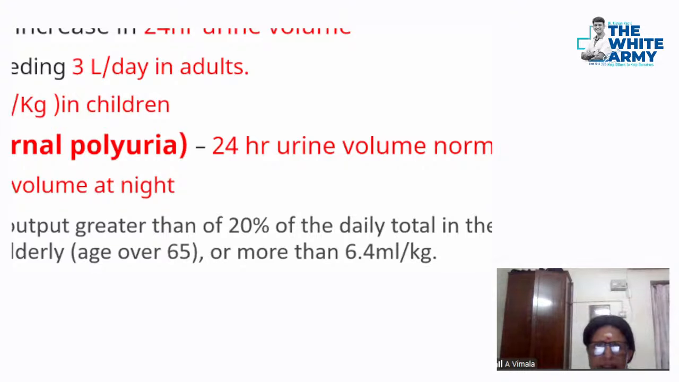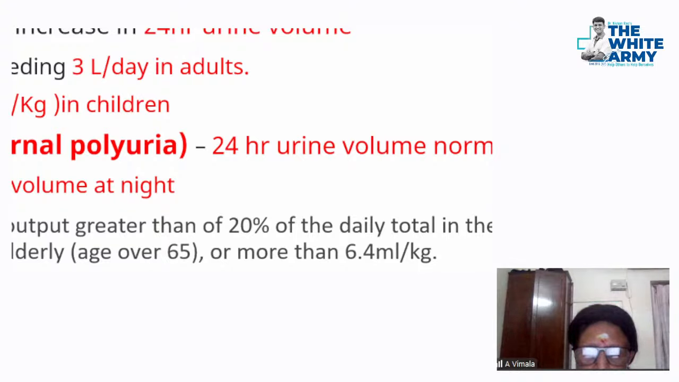So let us see what is the definition of polyuria. When we say polyuria, it's a generalized total increase in 24-hour urine volume, urine output exceeding 3 liters per day in adults, 2 liters per meter square in children, which translates to 1.5 to 2 ml per kg. This should be differentiated from nocturia, which is an abbreviation of nocturnal polyuria.